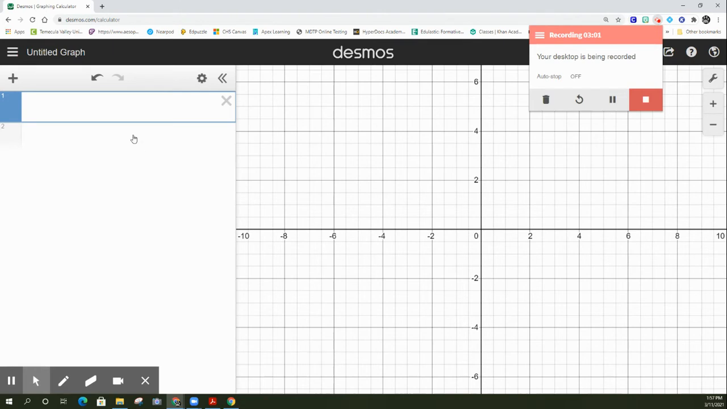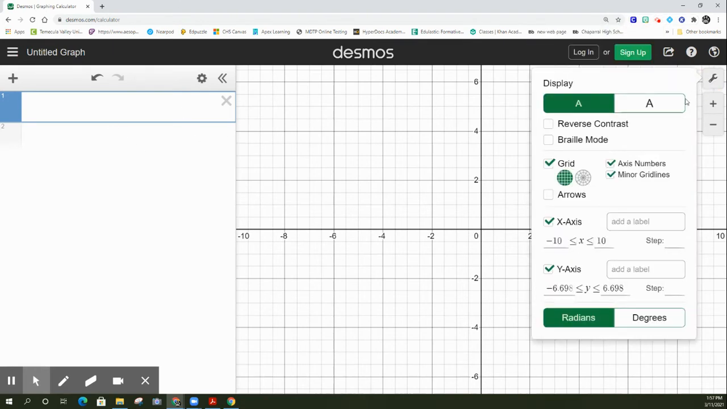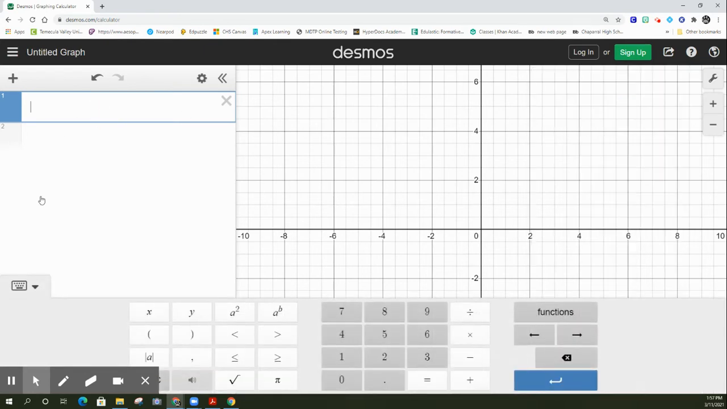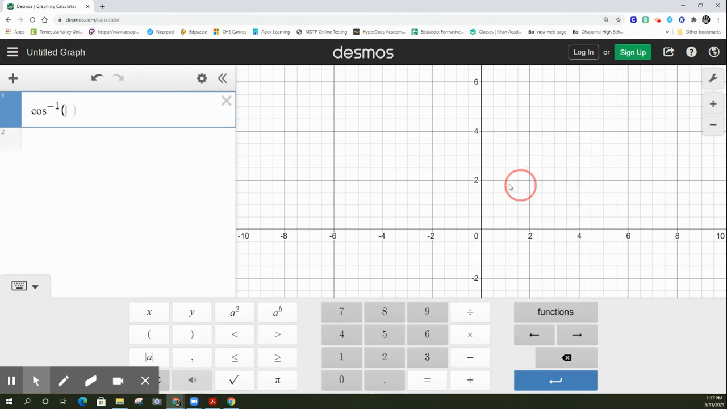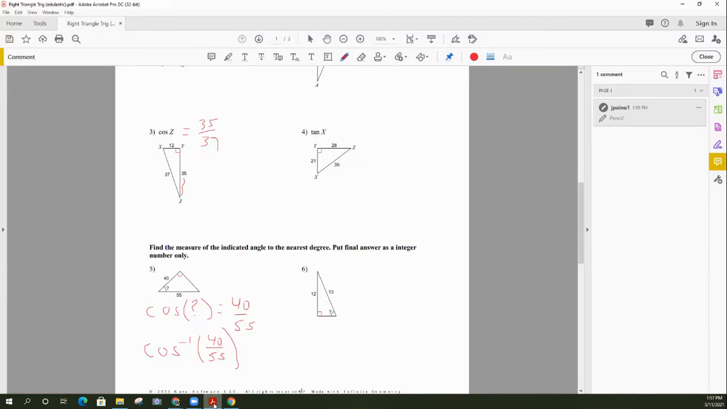All right, on the calculator, I've got Desmos open now. First thing you want to do is make sure that you're in degree mode. We could use the keyboard or we could just type it in. If you go to functions, you go to trig, we're doing inverse cosine on this one. I believe it was 40 over 55. So the degrees is 43.34. I believe the direction said round to the nearest tenth. So 43.3.